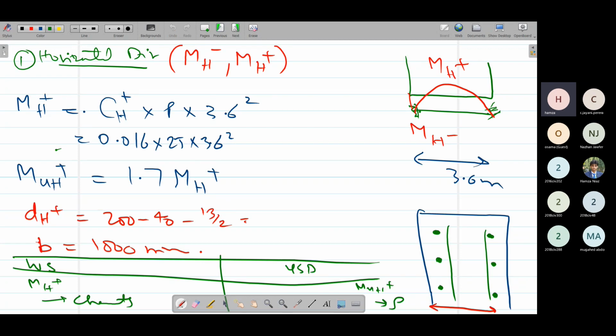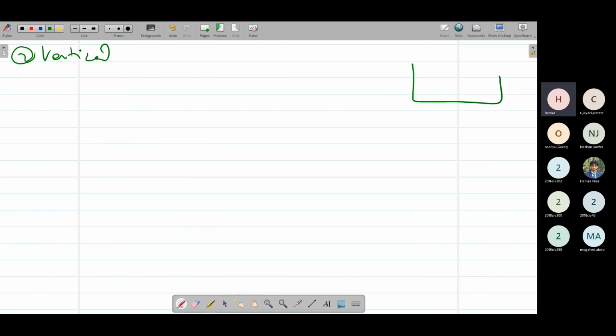Again for the vertical direction, we have to use the same thing, because we now know that vertically the top end is free. So that means this is a cantilever wall like this. So only MV negative would be present. There would be no positive moment because the top end is free. If the top end was fixed or hinged, then there would have been a negative moment. But in this case, there is no positive moment.